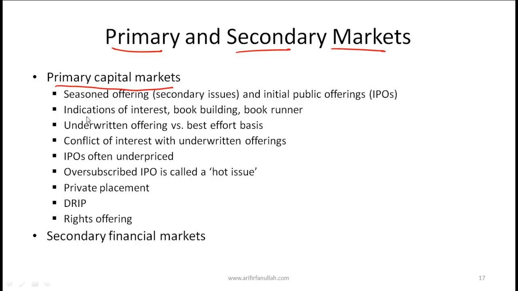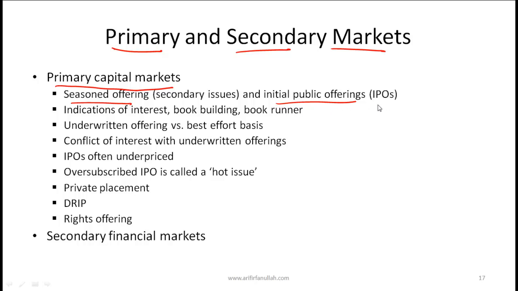Okay, we can have two kinds of primary capital markets, so two kinds of transactions. One is called a seasoned offering or a secondary issue, and the other is an initial public offering or IPO. In an IPO, a company issues shares for the first time.